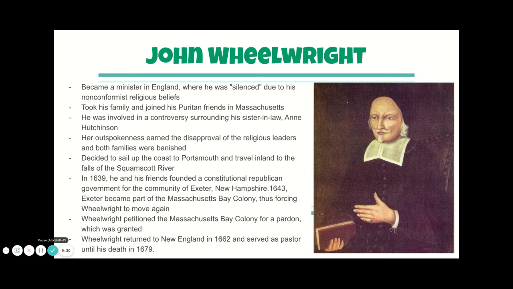So those families decided to set sail up the coast to Portsmouth and travel inland to the falls of the Squamscott River. In 1639, he and his friends founded a constitutional republican government in a community called Exeter in New Hampshire. By 1643, Exeter had become part of Massachusetts Bay Colony, which he was banished from, so he had to move again. How horrible is that? He creates a colony, then it becomes part of Massachusetts Colony, and he must leave again.